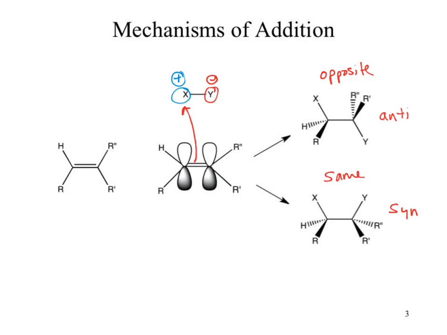So we've got our electrophile on one side and our nucleophile coming in on the other. So that's ultimately what's happening in our anti product. In our syn product, what's happening? They're coming in from the same side.